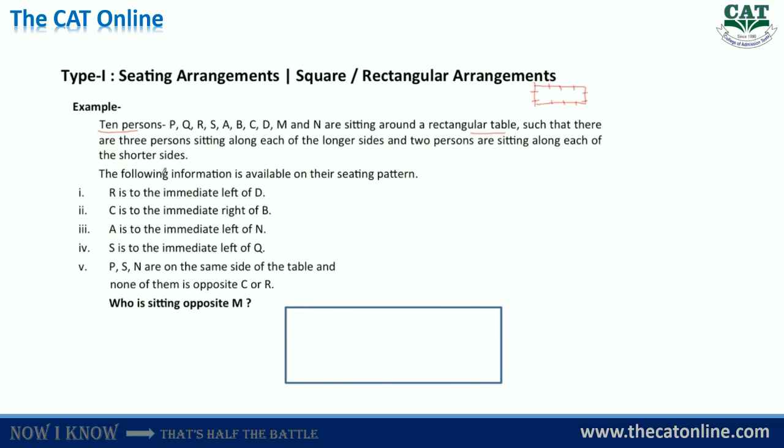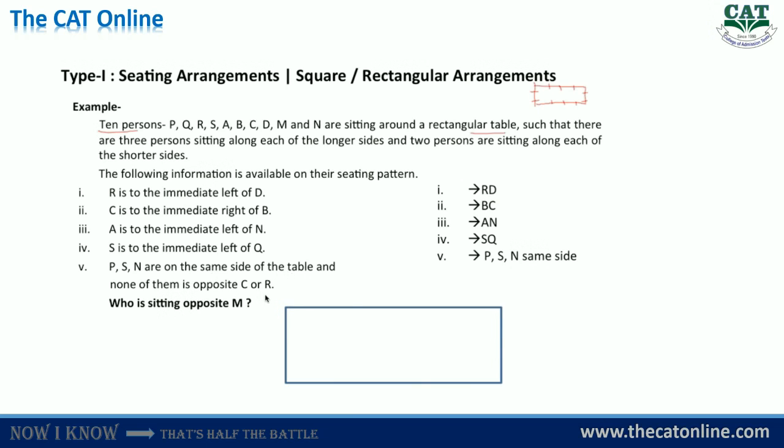Then we are given certain seating patterns. R is to the immediate left of D. This is given to you. R is immediately left of D. This is also given to you. C is to the right of B, or B is to the left of C. Then A N, then S Q. These are relatively simple. And then it is given that P, S, N are on the same side of the table, and none of them is opposite to C or R.